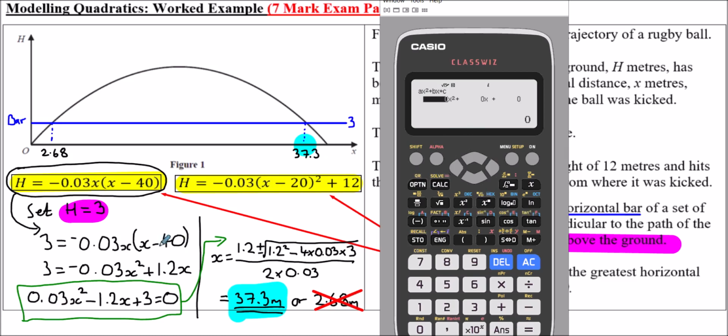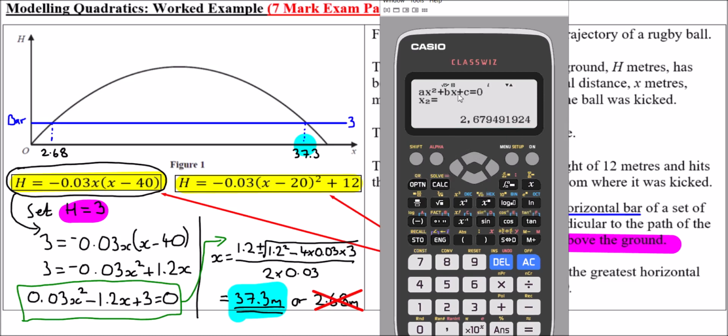So here A is 0.03, press equals. B is minus 1.2, so type minus 1.2 and press equals. And C is positive 3, so type in 3 and again press equals. We then get 10 plus 10 root 3, which is what we had here. Press equals again. We get the other root. Press S to D. We can see that this is 2.68, which we got from before.